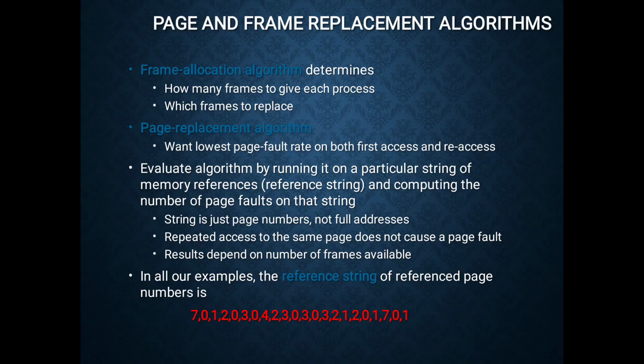So we evaluate an algorithm by running it on a particular string of memory references and computing the number of page faults on that string. The string is just page numbers, not full addresses. Repeated access to the same page does not cause a page fault. Results depend on the number of frames available. In all our examples, the reference string of referenced page numbers is considered, like 7, 0, 1, 2, and so on. So consider this reference.